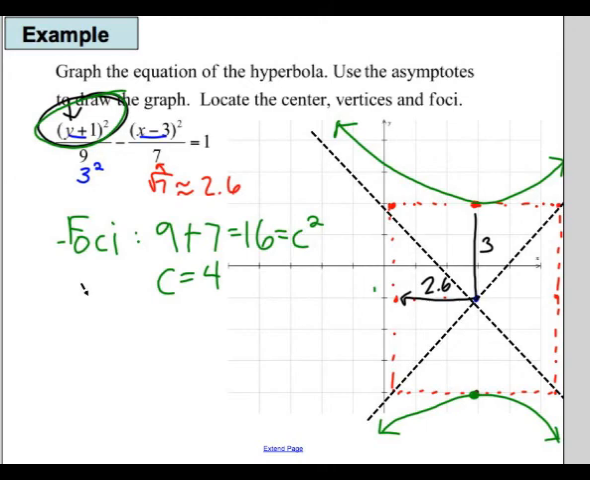So I'm going to go 4 above and below my center. So 1, 2, 3, 4. There's my foci. And 4 below my center. 1, 2, 3, 4. There's my other foci. Okay? They should always be inside of those curves because they're kind of pulling the curve towards them as the curves shoot off to infinity. So that's the first example.